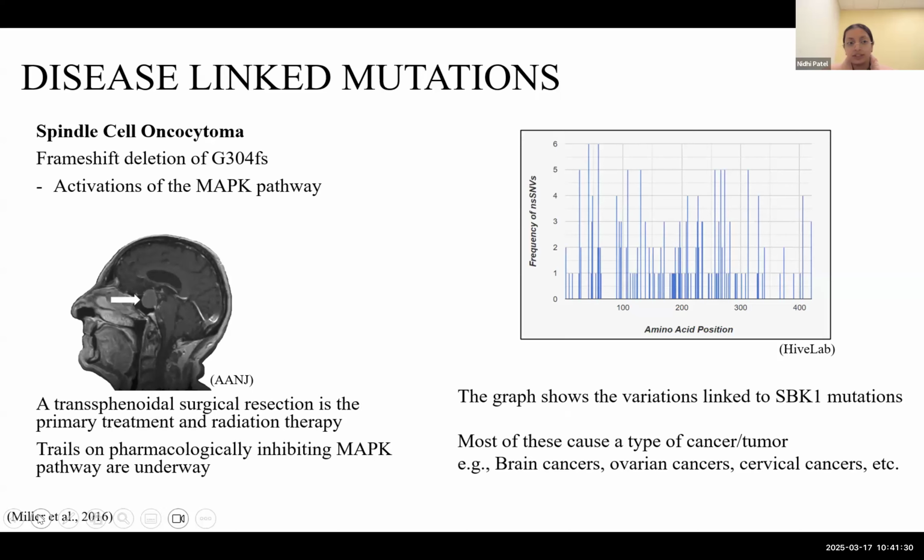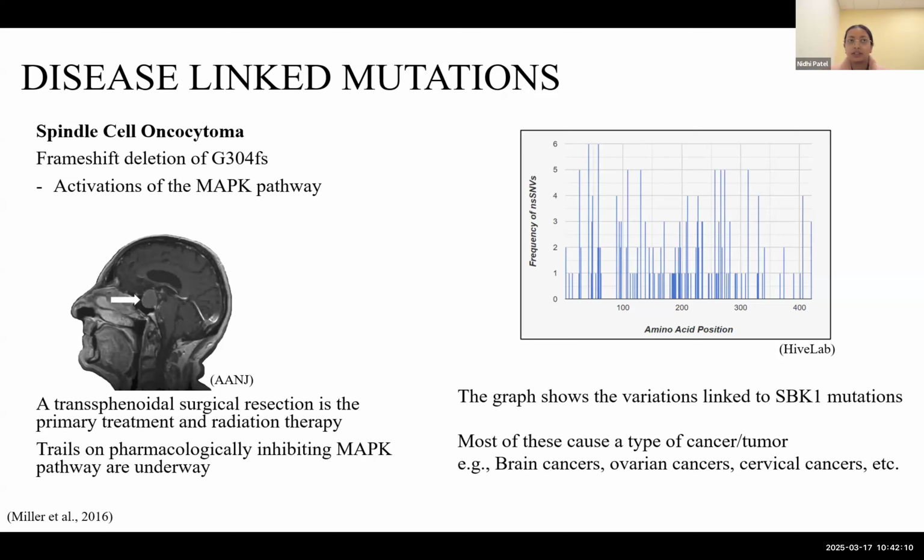Now, regarding its mutations, most of the mutations are related to the brain, as that is where it's mostly expressed. So most of the mutations are from either pituitary gland tumors or cancers. One of the more prominent ones is the spindle cell oncocytoma, and the mutation is an in-frame deletion of the glycine at residue 304. It leads to the activation of the MAPK pathway, and this leads to uncontrolled cell proliferation. The primary treatment for this is transsphenoidal surgical resection and also radiotherapy.